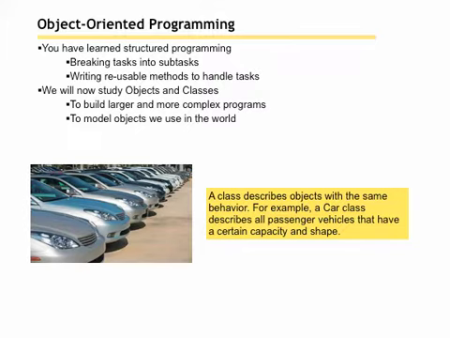Object-oriented programming is a different type of programming than we've been working with so far. So far we've learned structured programming, which breaks tasks into subtasks, and we write methods that can be reused to handle tasks. In objects and classes, we can build larger and more complex programs, and we can model objects that we use in the real world. A class describes an object with the same behavior. For example, a car class describes all passenger vehicles that have a certain capacity and type.